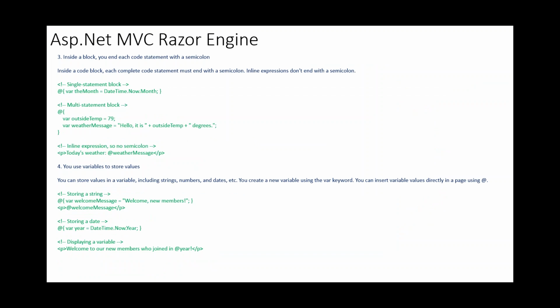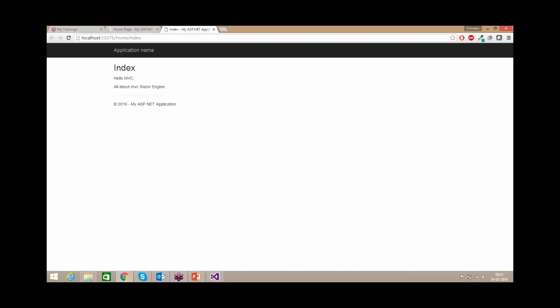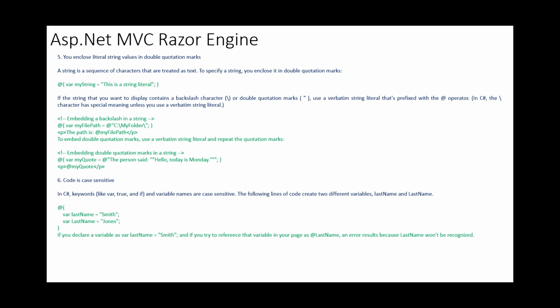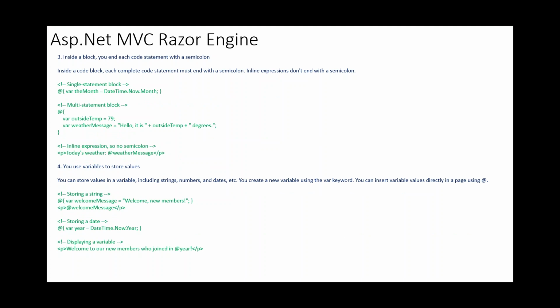Razor engine single statement block. So DateTime.Now.Month, this is C# again. So all C# syntax only. The only thing is you have to use @ and inside curly brackets you have to use these things. Code is case sensitive, just like C#, and you enclose literal strings values in double quote marks just like in C#. Fourth point, you use variables to store values inside a block.